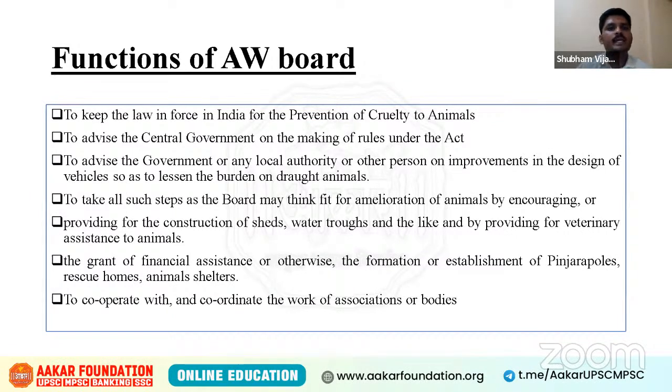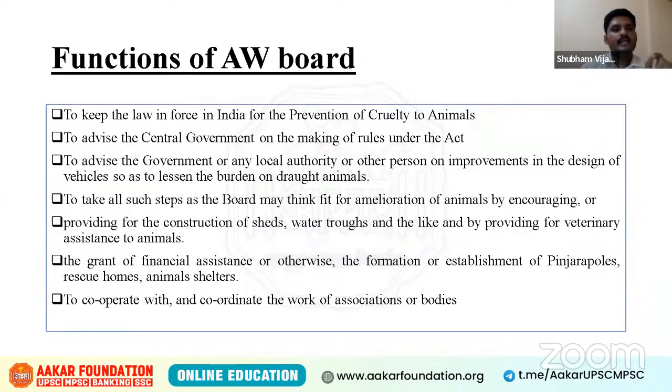Then the next one is they can advise the central government if any other rule or act has to be made for the betterment of animals. Then again, they can advise the government, local authority or other persons about improvements in the designs of vehicles so as to lessen the burden on draught animals.